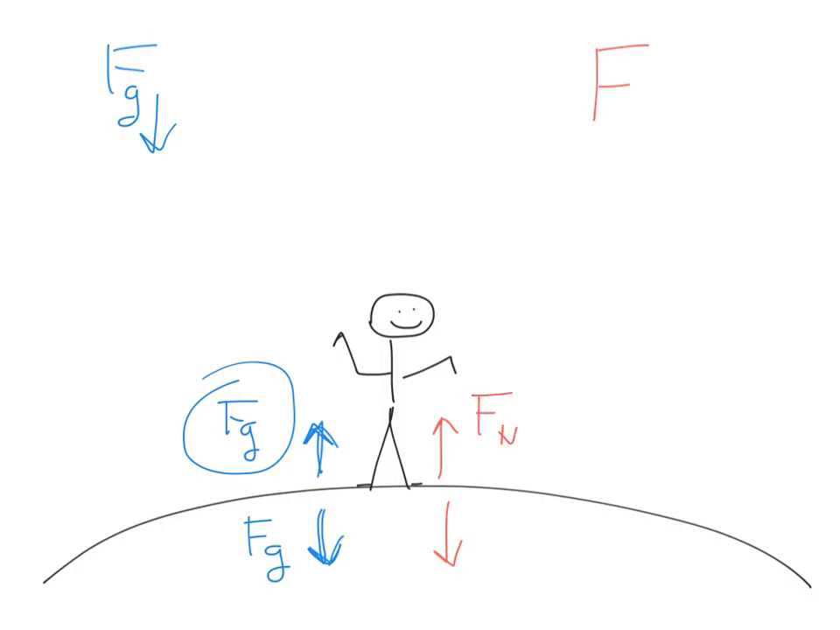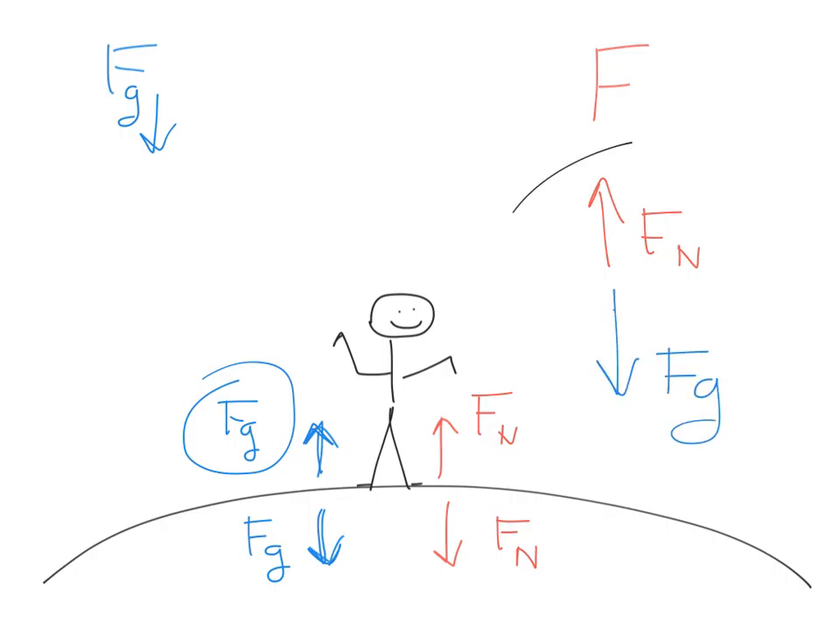The ground pushes against the man, and the man pushes against the ground. Those are both the normal force, but the ground and the man are pushing against each other. Same thing with gravity. What's confusing is everybody wants to do this. They want to say the up force is the normal force and the down force is the force of gravity.